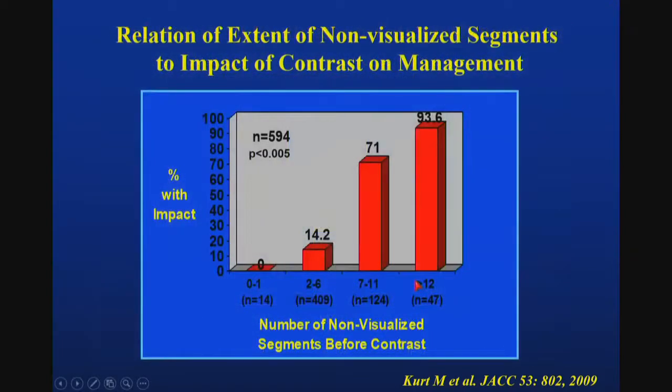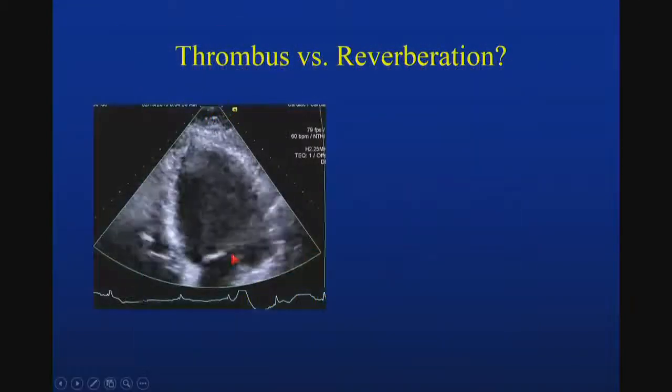Now I also asked Dr. Kurt to do this analysis, which made sense. If I had 2 to 6 segments not seen, 7 to 11 segments not seen, greater than 12, the impact is almost 100% if I don't see anything. And it's less and less if I see more and more of the ventricle, okay?